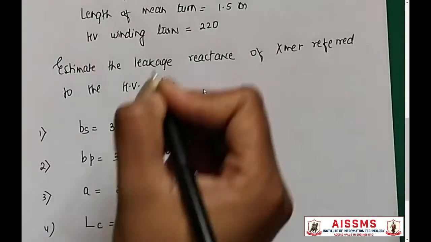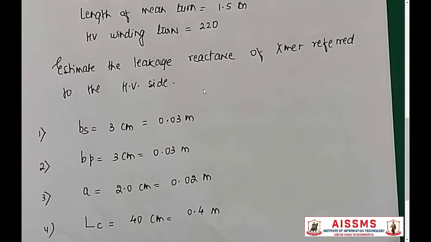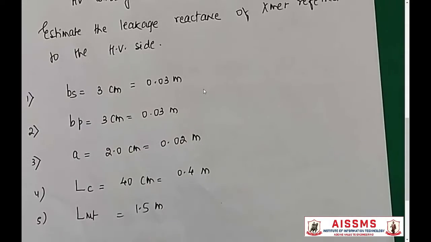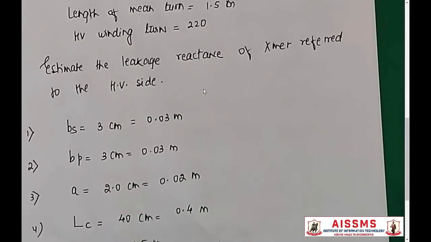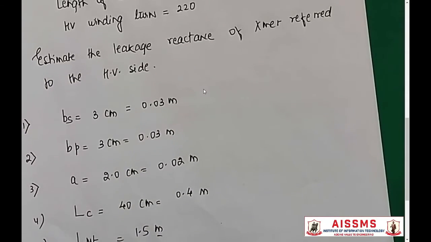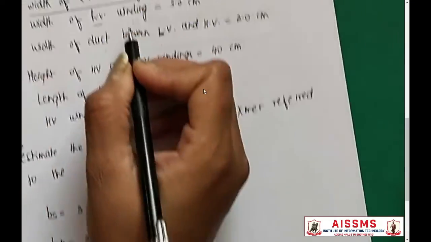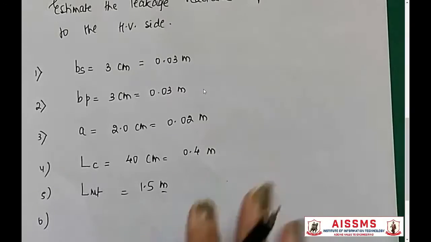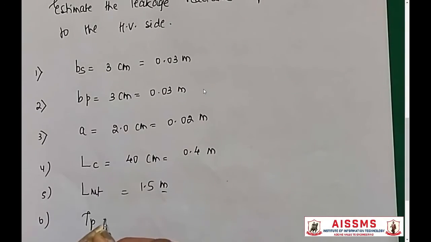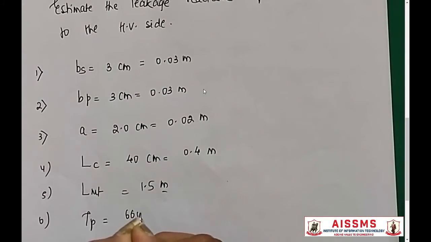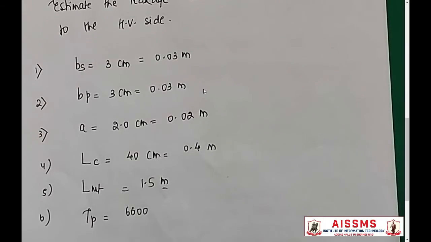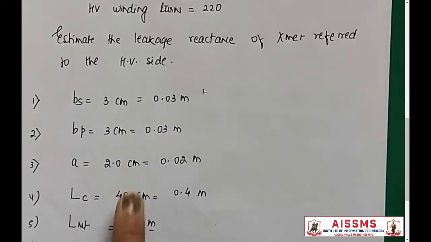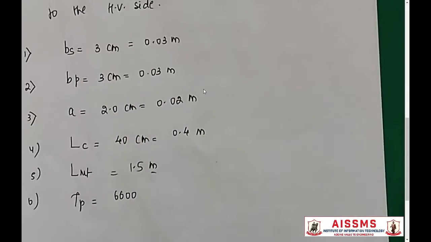Next, length of mean turn is LMT, which is 1.5 meters. There is no need to convert it because it is already in the standard unit. And number of HV winding turns. You can see the HV winding turns 6600, which is the primary winding. So we can symbolize this by writing TP is equal to 6600, right? Once we have converted the word numerical into these parameters, we can proceed with the numerical.